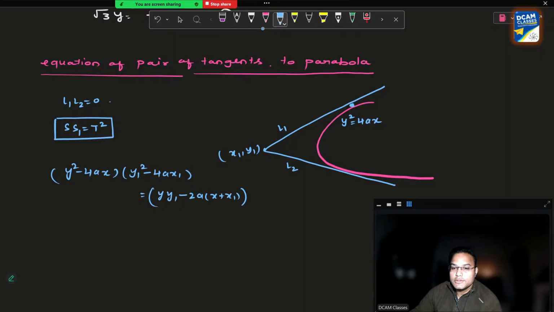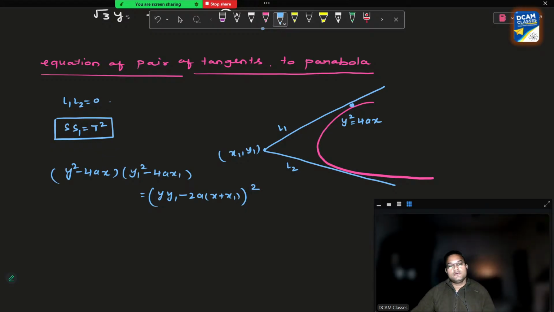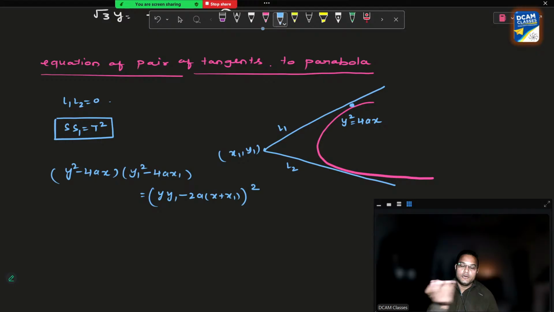This whole equation squared. If you simplify this one, now you'll be getting the equation of pair of tangents combined. And if you are able to separate them into two equations, you will get two individual equations. Got it?